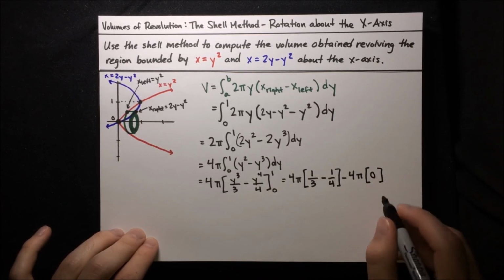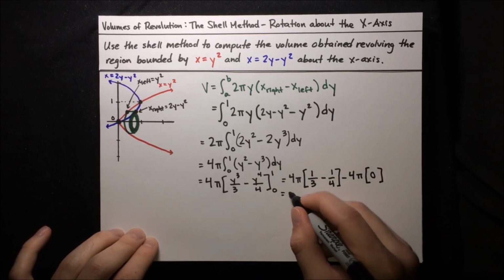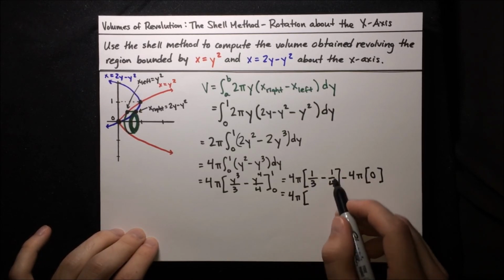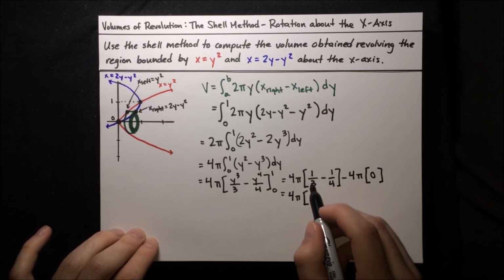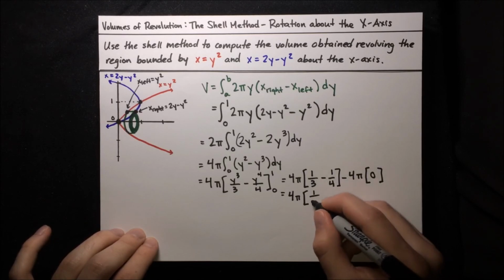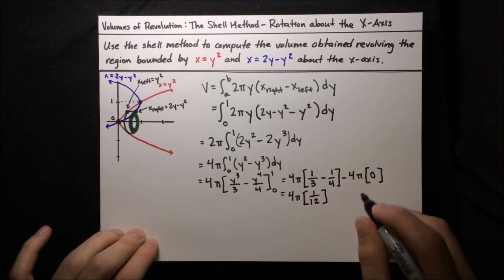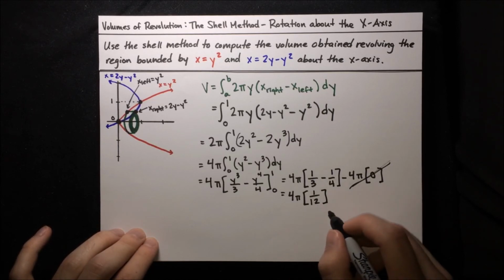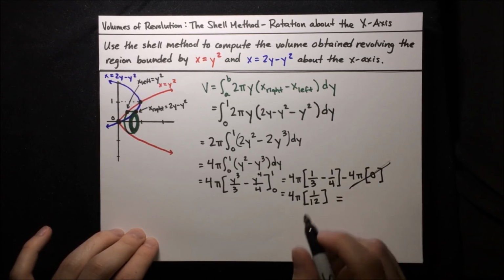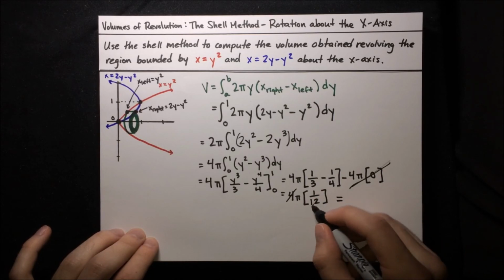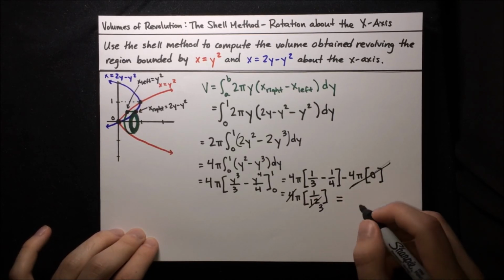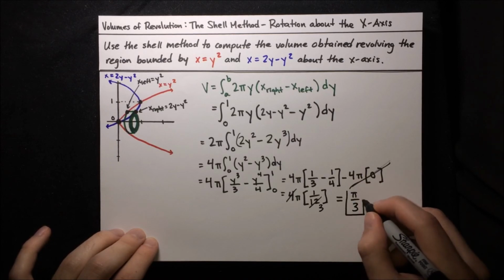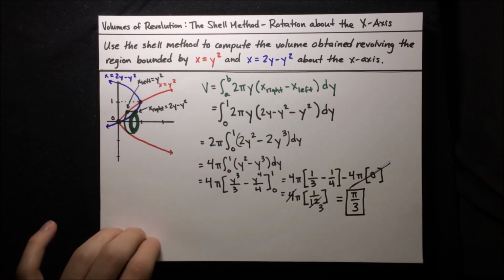so just 0, and then that comes out to 4 pi times 1/3 minus the 4th, well that's just 4/12 minus 3/12, so 1/12, and then that other term goes away because it's just times 0. So 4 pi times 1/12 equals, cancel out a 4, cancel the 12 to get 3, then we just have pi over 3. There we go, so that's our volume of revolution.